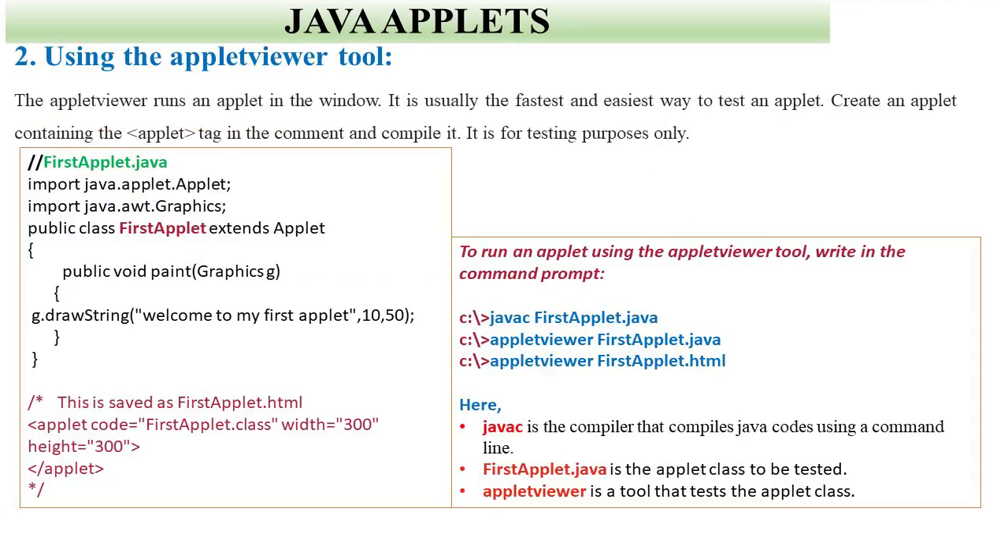Next, using the applet viewer tool. The applet viewer runs an applet in a window. It is usually the fastest and easiest way to test an applet. Create an applet containing the applet tag in a comment and complete it. It is used for testing purposes also. So we have an example where we have created and run the applet viewer. It is given for your reference, and the output for this has been given.